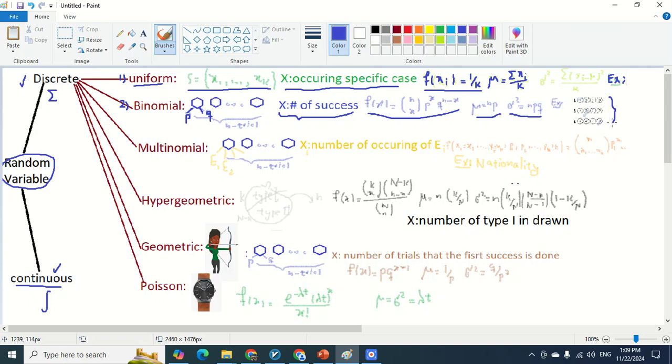An example of that could be a multiple choice question that we talked about before. Another type of distribution that we talked about before was the multinomial distribution.